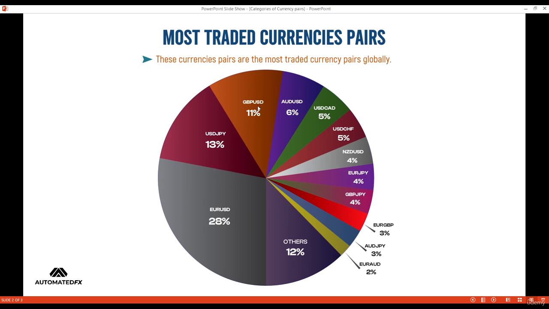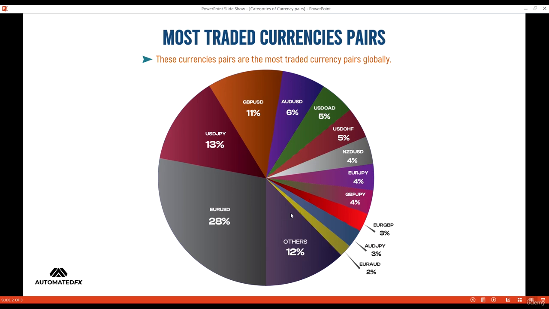We have the GBP/USD, which is the Great Britain pound against the US dollar, at 11%. We have the AUD/USD at 6%. We have the USD/CAD at 5%. We have the USD/CHF at 5% also. We have NZD/USD at 4%. We have EUR/JPY at 4%. GBP/JPY at 4%. EUR/GBP at 3%. AUD/JPY at 3%. And EUR/AUD at 2%. We have others also, at 12%. That's other currency pairs at 12%.